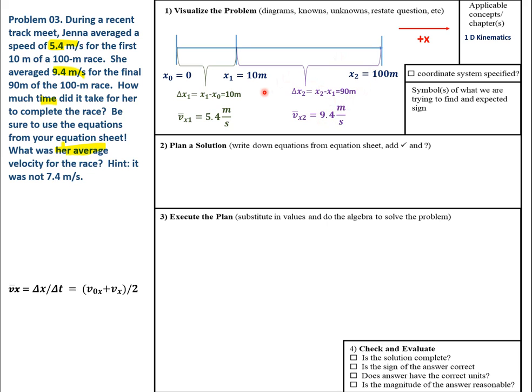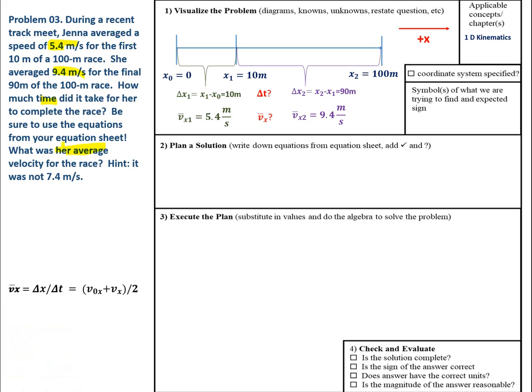Now I'm going to put a question mark for the unknowns. The first is delta t, the time elapsed, the total time taken to complete the motion. The second unknown is the average velocity for the race. So now I'm going to include them in symbols in here.